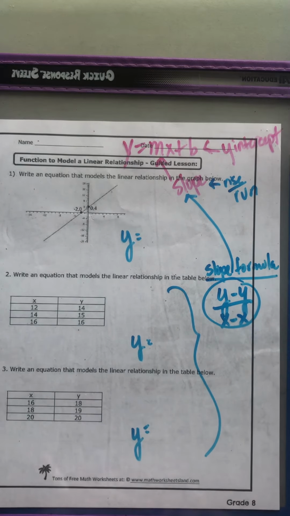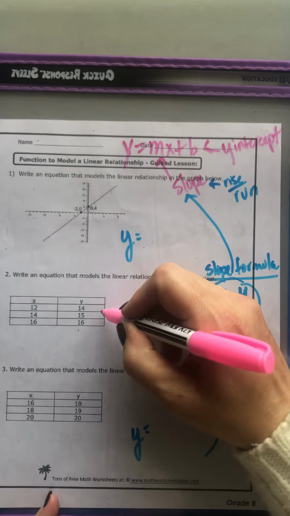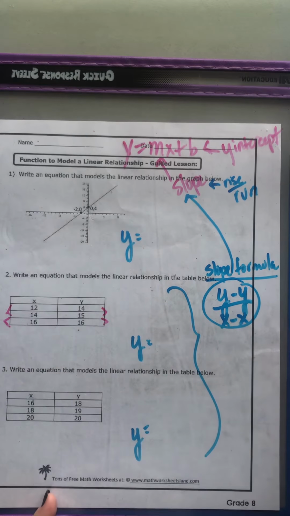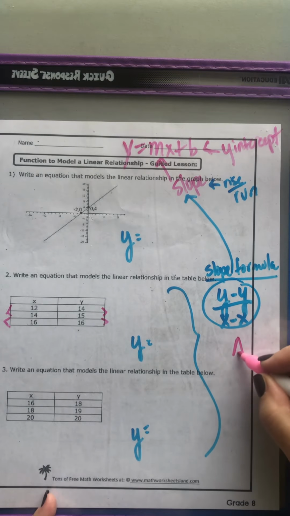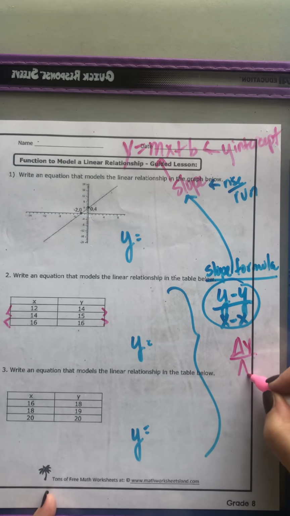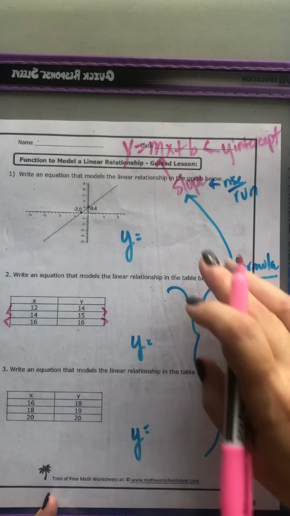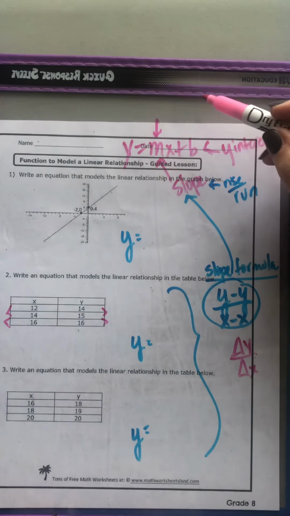Or the other way to do it, if you remember this, is to take the difference. Remember we talked about how this changes and how this changes, the change in x and the change in y. So you can also talk about the change in y over the change in x. Either way, you're going to get the slope right away to put in this spot. That's going to be very fast.